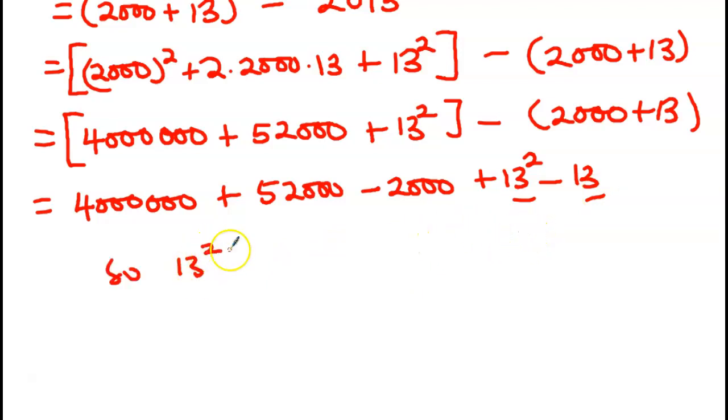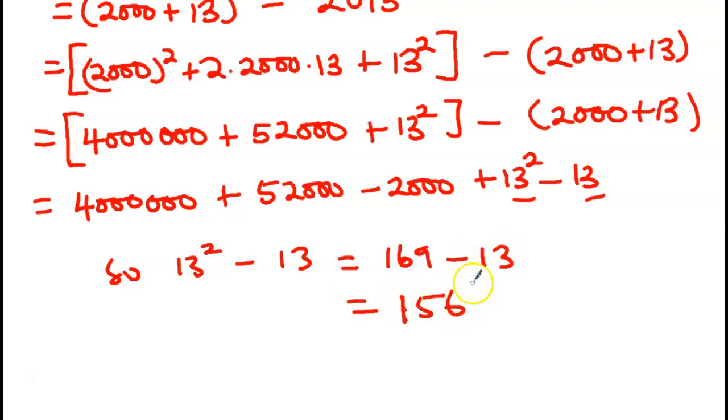So 13 squared minus 13 will be, 13 squared is 169 minus 13. So we have 156. So if we are looking at the tens digit, that will be this one. So therefore, the tens digit is 5.